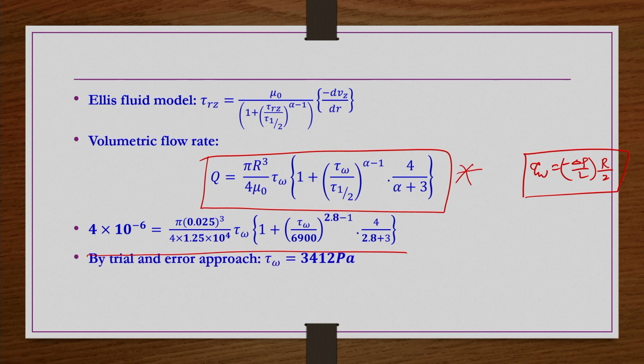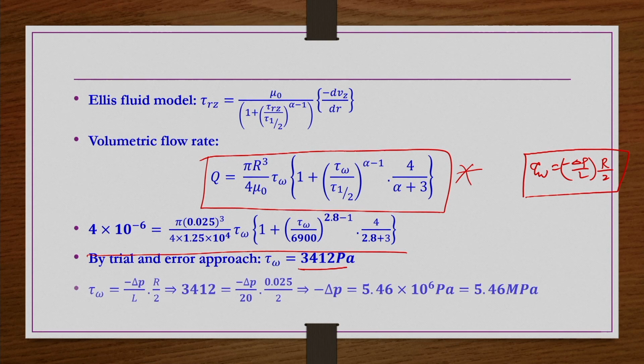When you do this, you get tau W equal to 3412 pascals. Then when you apply the expression tau W equals minus delta P by L times R by 2, and substitute for tau W, R, and L, what remains is minus delta P, which you can get as 5.4 megapascals. In the next class, we will try to obtain a similar expression if the fluid is a viscoplastic fluid. That is what we are going to do in the next class.